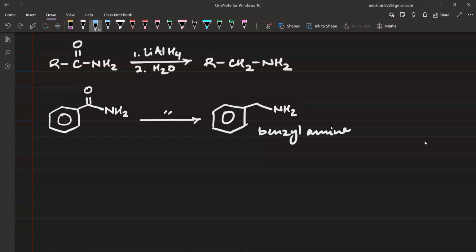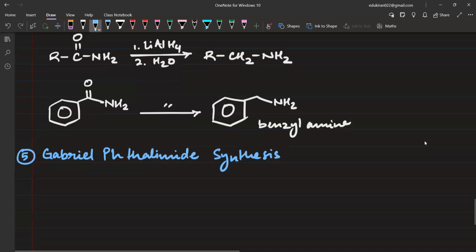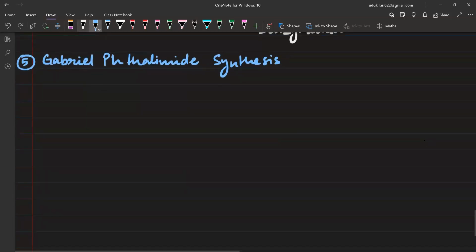The fifth method of preparation is important. Gabriel phthalimide synthesis. So phthalimide is derived from phthalic acid. If you remember, phthalic acid when treated with ammonia will give you phthalimide. After you get phthalimide, you have to heat it once again.